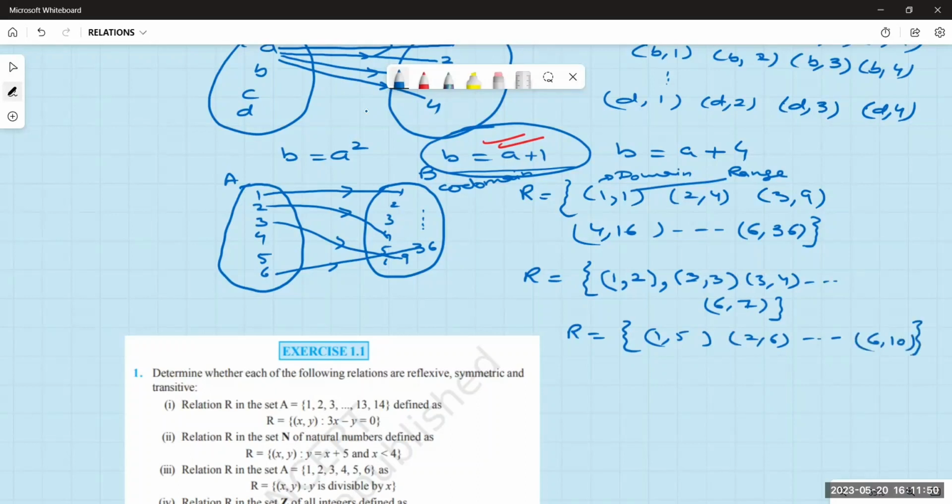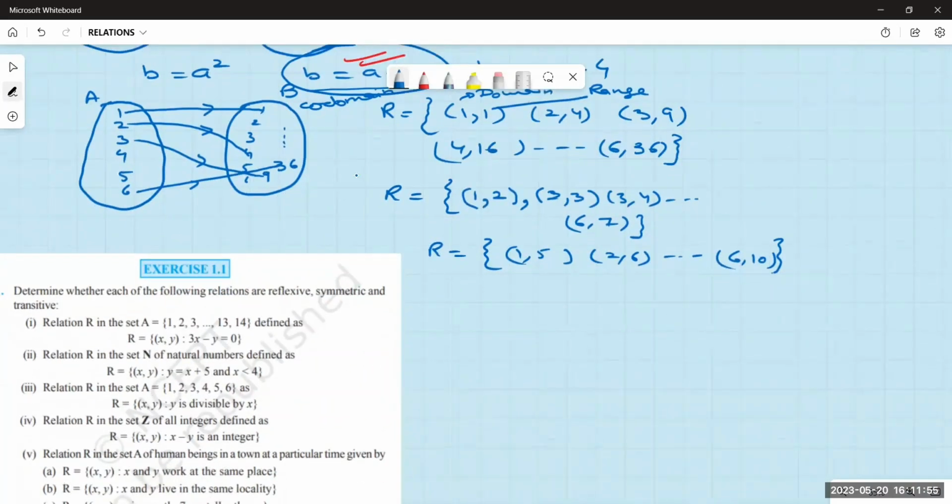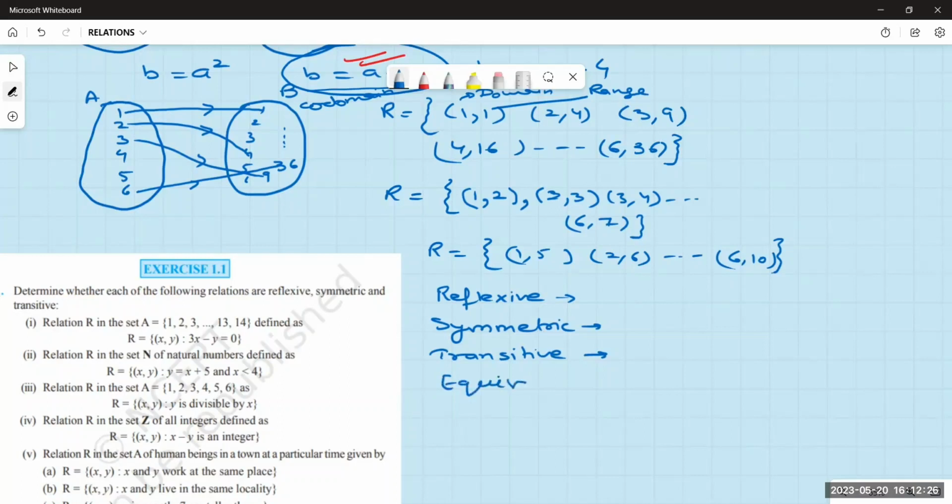This is the relation. Now, how many types of relations are there? We have 3 types of relations right now, which we will discuss to make it an equivalence relation. First is reflexive. There is one question in miscellaneous exercise of class 11 NCERT. If you have done (A,A), (A,B), (B,A), and this is reflexive, then symmetric, then transitive. If we establish these 3 relations, then we will say that the relation is equivalence relation. Which relation? Equivalence relation. What is it?